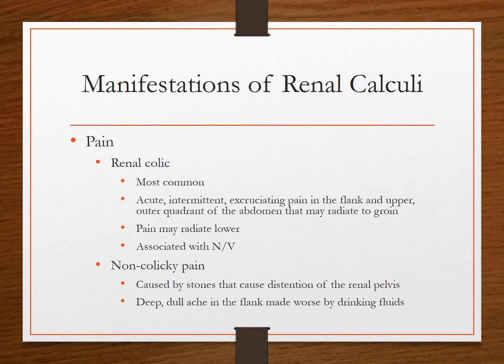So anyway, signs and symptoms of renal calculi, what you see, what they feel. Pain is the big thing. Pain, pain, pain. They refer to it as renal colic, because it comes and goes in waves, like a baby that has colic. This is your most common manifestation: acute, intermittent, excruciating pain in the flank and upper outer quadrant of the abdomen that may radiate down to the groin, or even lower, associated with some nausea and vomiting. Again, it comes in waves, but is very excruciating at the time.